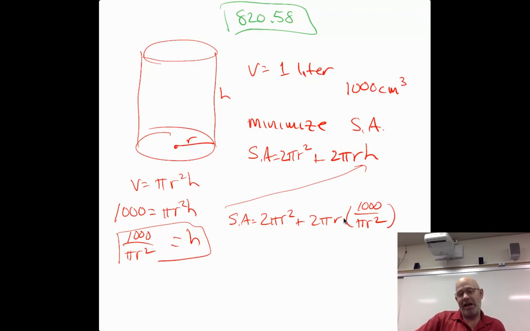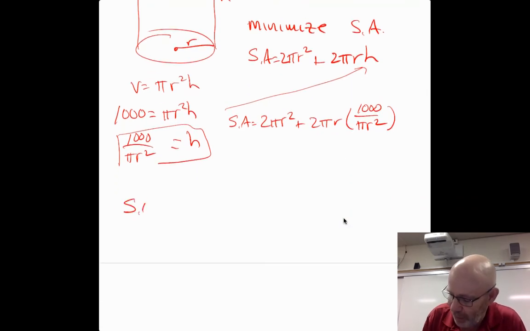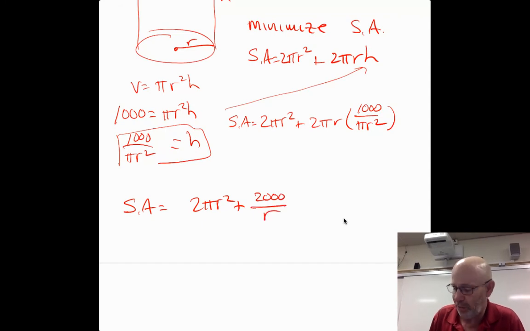So again, that's kind of the hardest part of the problem. The derivative will be a little messy here for sure. So I'm going to simplify this. So surface area equals 2 pi r squared plus, let's see, this is going to be 2,000. Pi is going to cancel, 1 r is going to cancel, so over r.